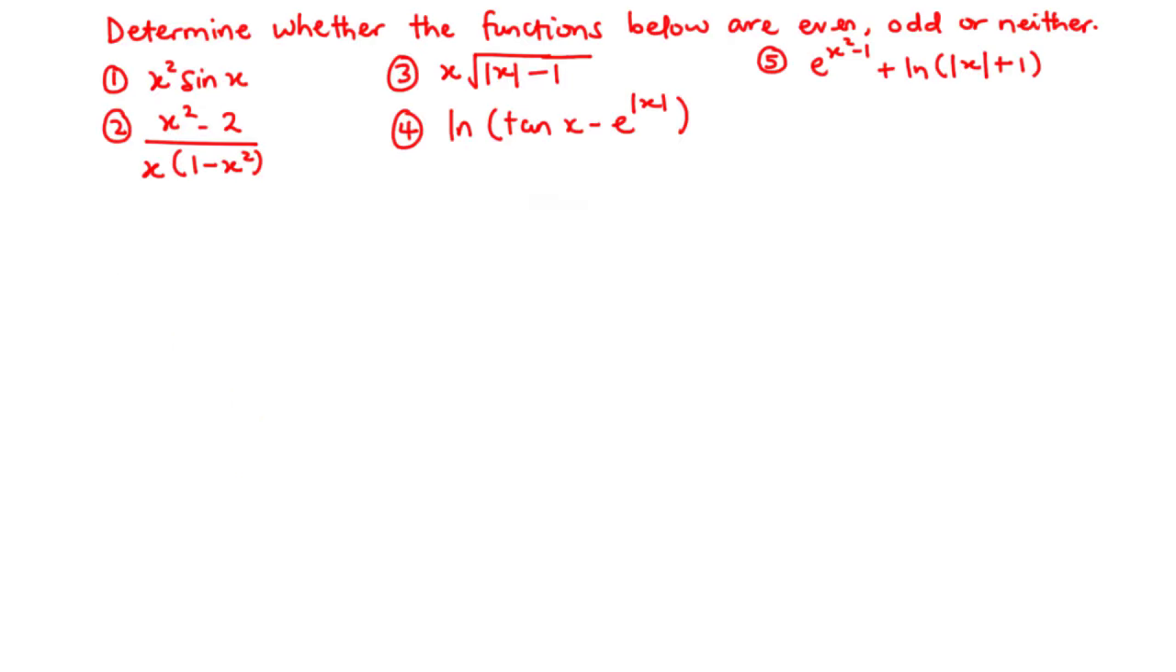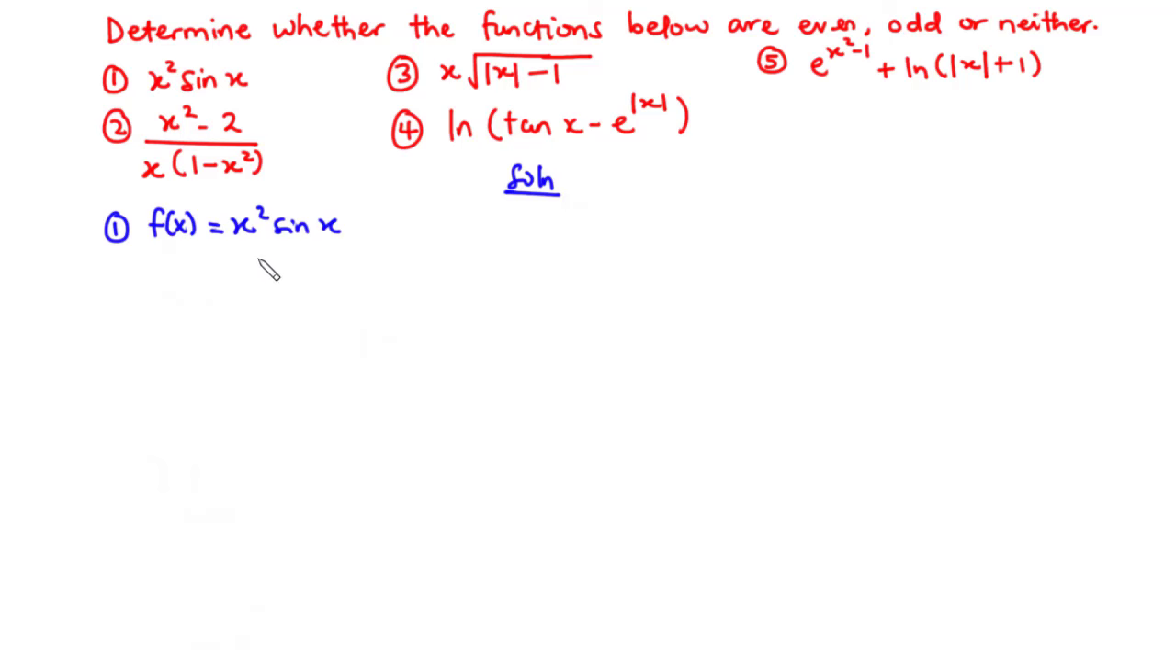So let's try these together. Determine whether the functions below are even, odd, or neither even nor odd. So let's solve this together, starting from 1. So let's say we have f of x equals x squared sine x. Now we are going to investigate whether this function is even, odd, or neither even nor odd.